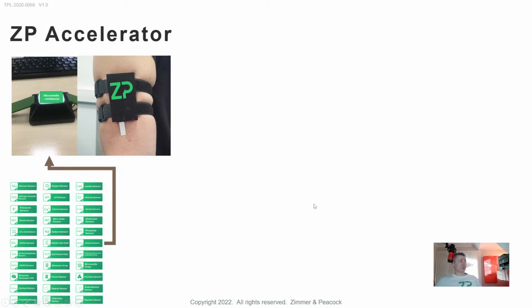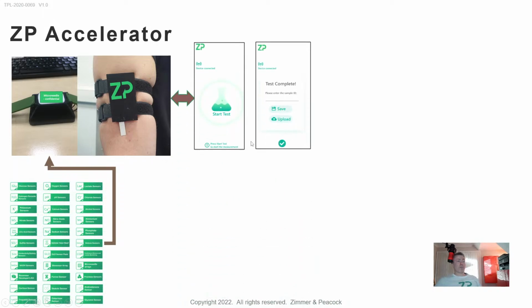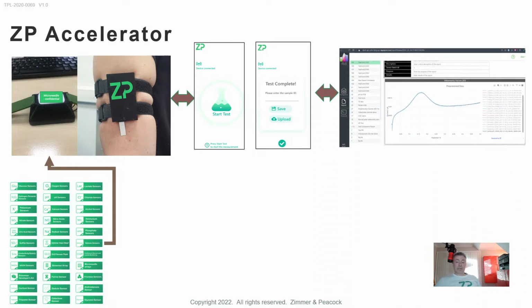So if somebody spots one of the biosensors and they want to put it into a wearable format, we do have the whole stack of technologies of sensors, electronics, app. We have a cloud system called Julie. We're able to get the data up to the cloud.